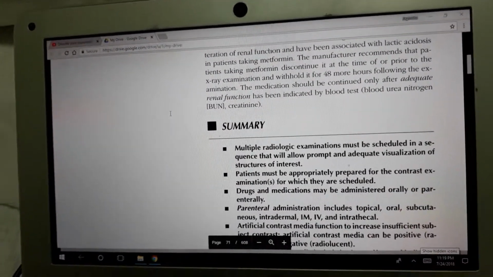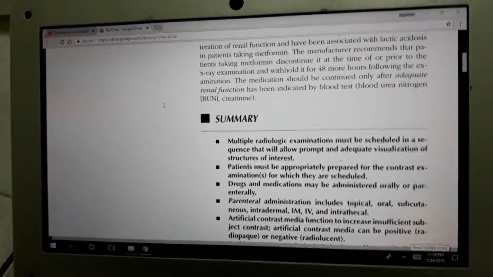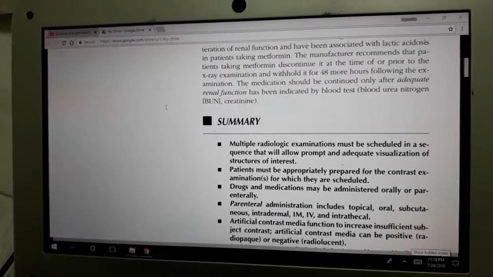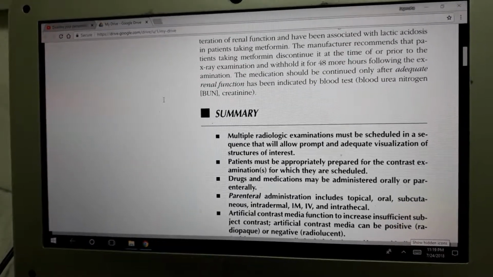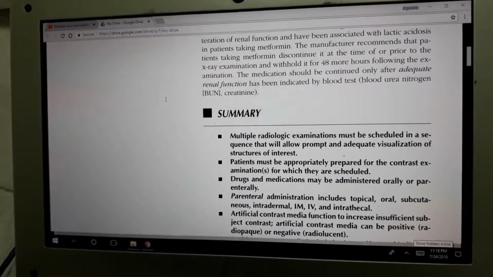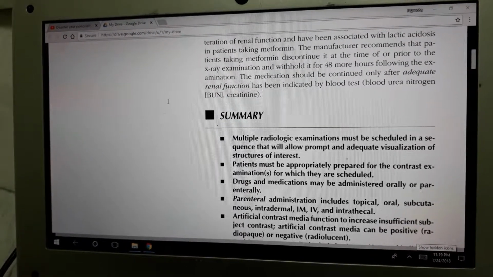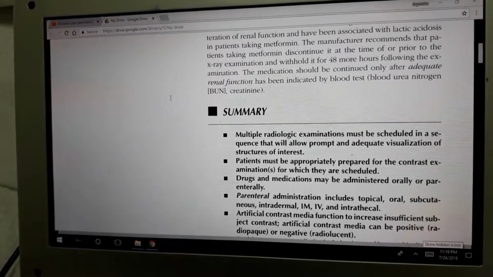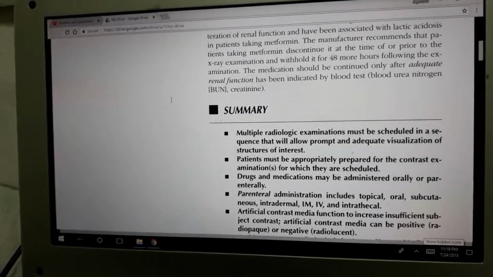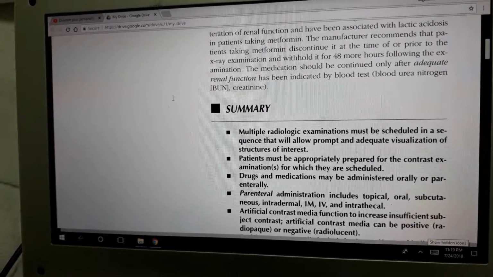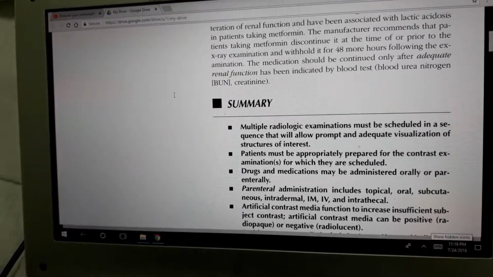Summary. Multiple radiological examinations must be scheduled in a sequence that allows adequate visualization of the structures of interest. The patient must be appropriately prepared for the contrast examination. Administration of drugs: for examinations for which they are required, drugs and medications may be administered orally or parenterally.